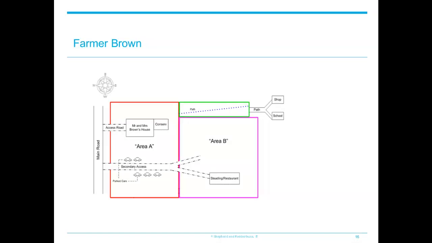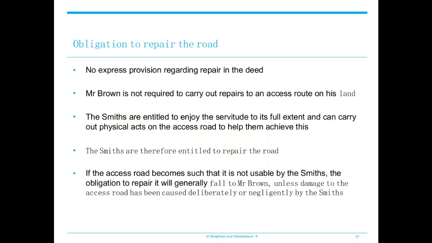As was said, there are no express provisions in the servitude which oblige either Mr. Brown or the Smiths to maintain or repair the access road, and in the absence of that, Mr. Brown is not required to carry out repairs to an access route on his land. So does that mean the Smiths are allowed to repair it? Are they entitled to, or are they obliged to it even?